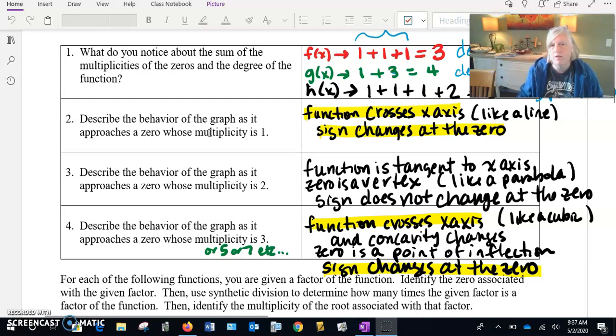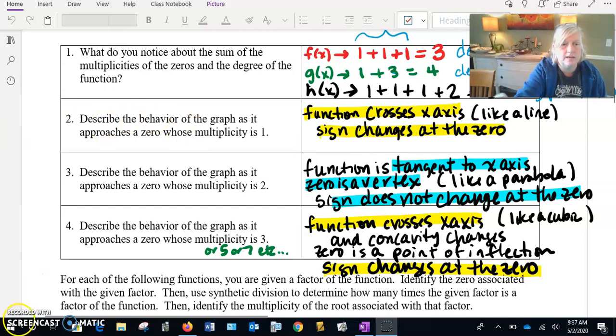And then the behavior of the graph in terms of a double zero: those will have a vertex. It's going to be tangent to the x-axis. The 0 is going to be a vertex. It's going to bounce. And so the sign will not change in that scenario.